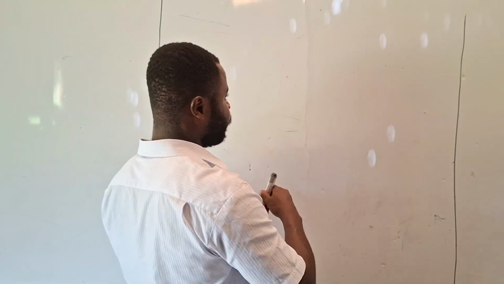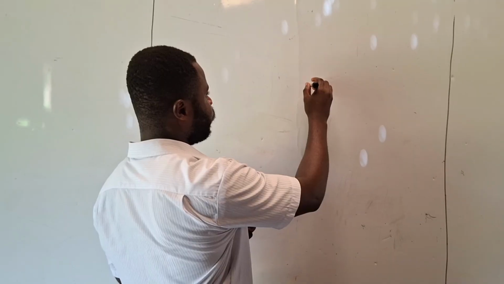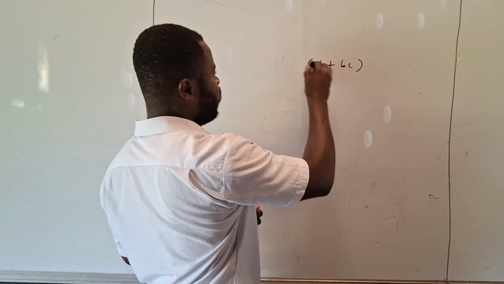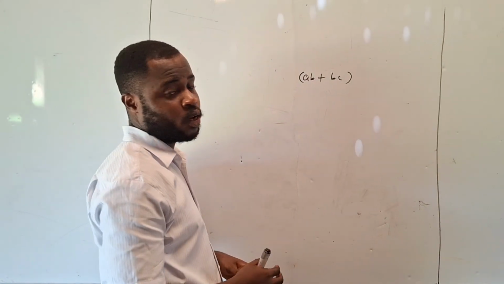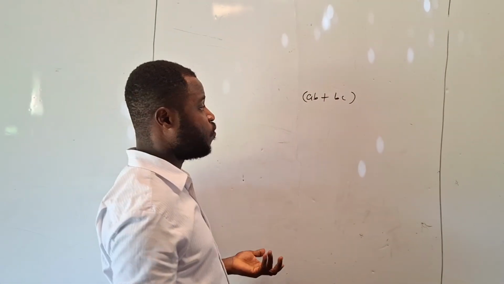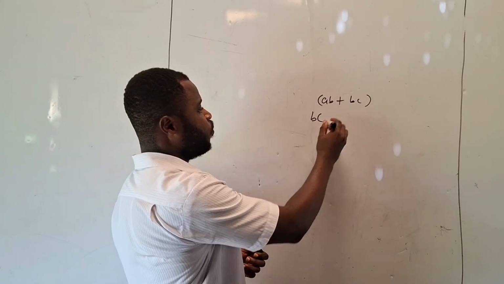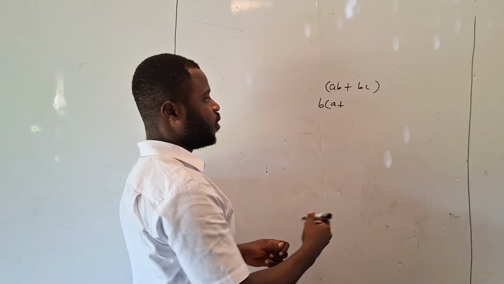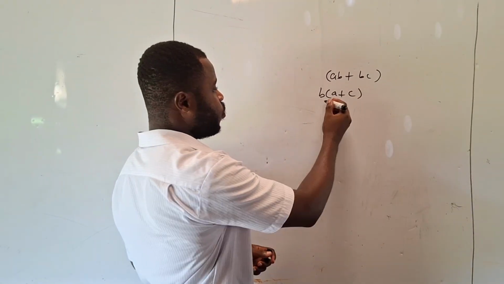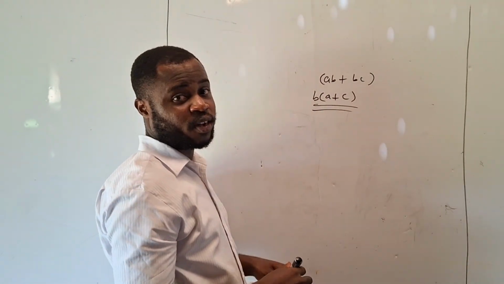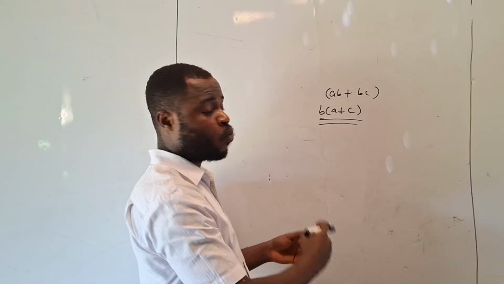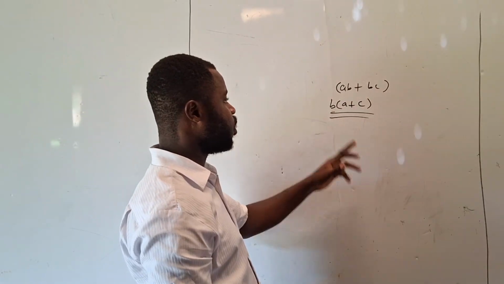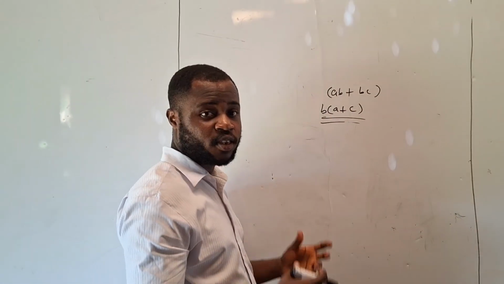For example, if I have an expression like AB plus BC, and we have to factor it out, you look for the common factor here. The common factor here will be B. When you bring the B out, what is left is A plus C. So this is our factorized form. In factorization, what you have to understand is that when you multiply the answer by the element in the bracket, you should get the same thing back. So B times A will give us AB, then B times C will give us BC.